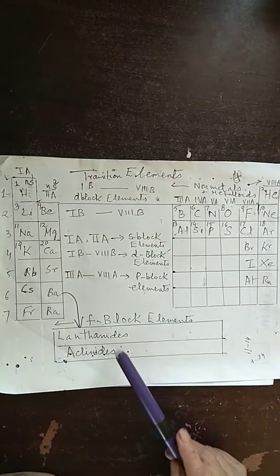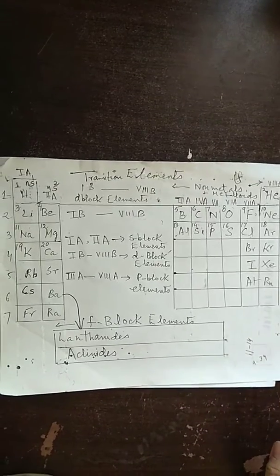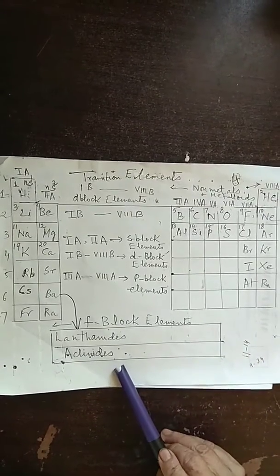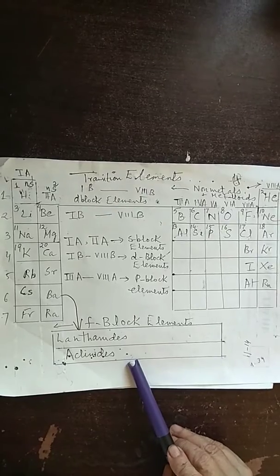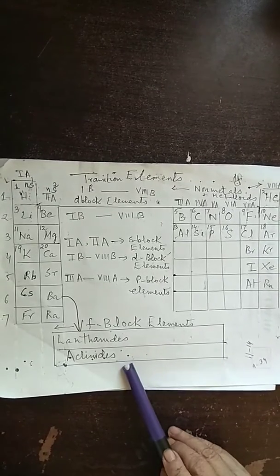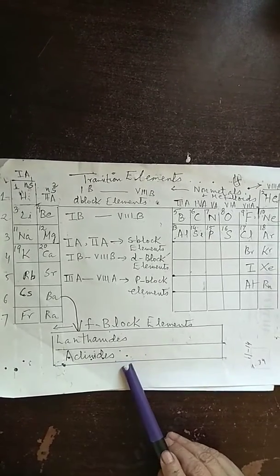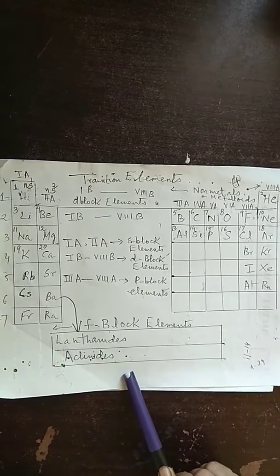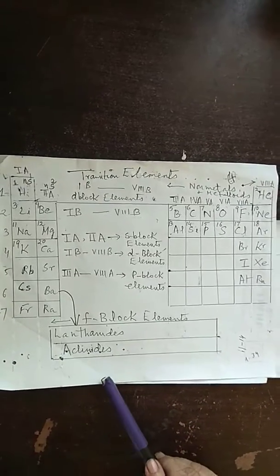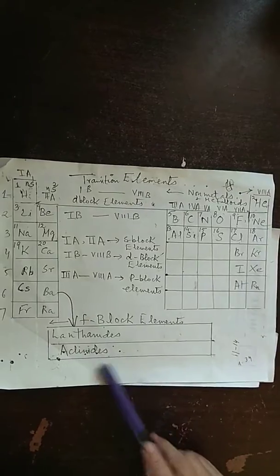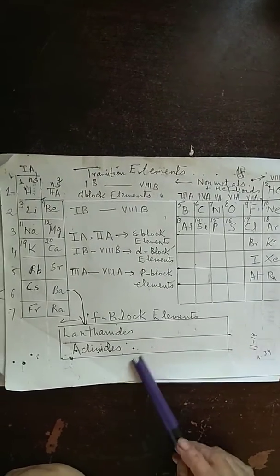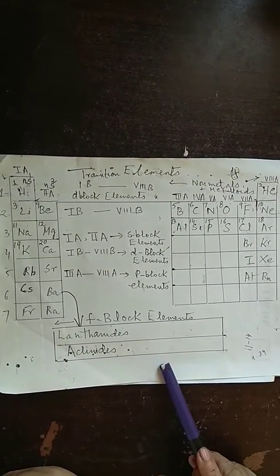The seventh period is incomplete. In this, another group of elements is included. These are also a group of 14 elements, and these are known as the actinides because they start with actinium. So the seventh period is incomplete, and the elements which will be discovered later on will be included in the seventh period.